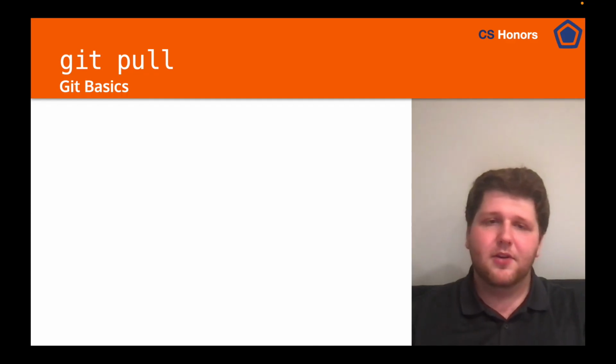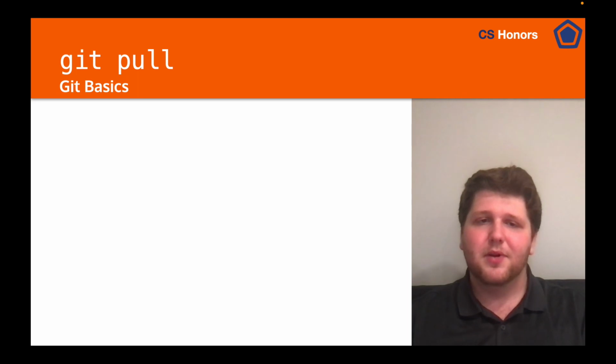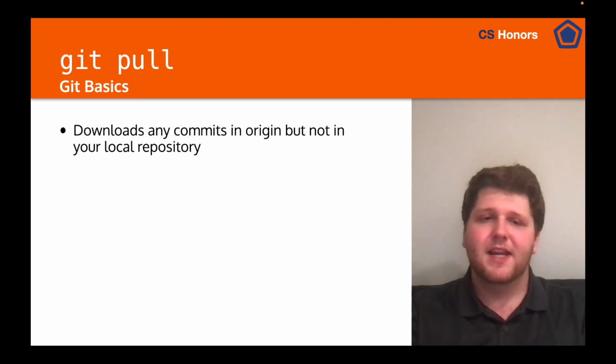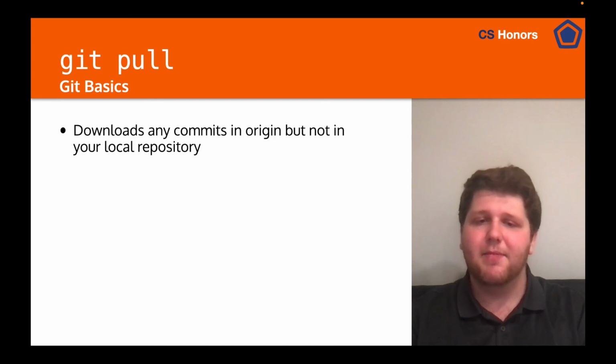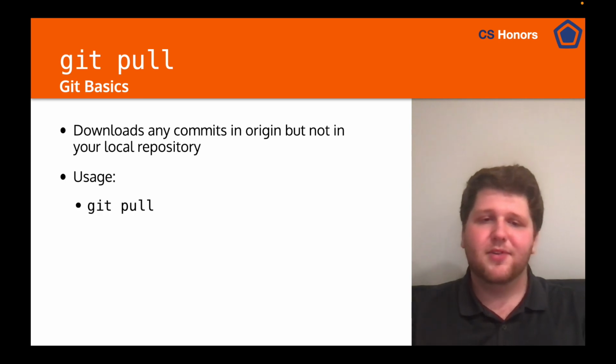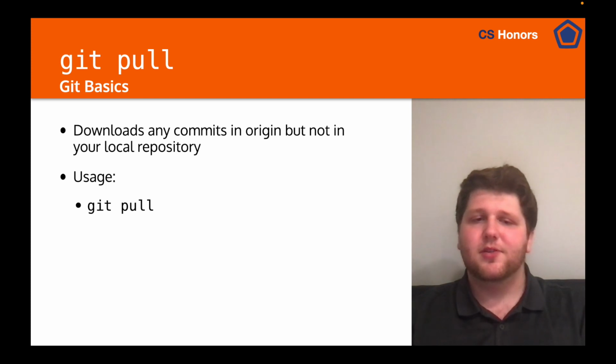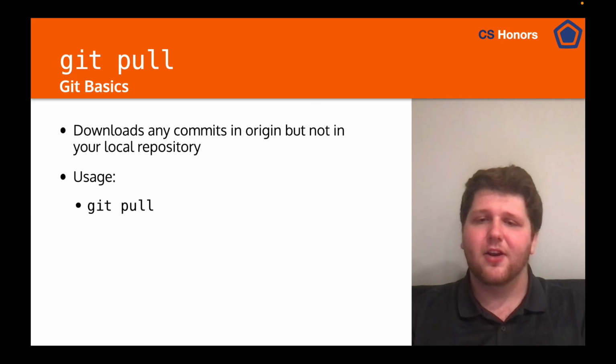All right, so our final command is git pull. So what git pull does is the opposite of push, right? It will download any commits that are in origin, but you haven't actually put in your local repository yet. So this will allow you to get any new changes that have happened and put them on your own computer. So to use it, it's very simple. Just run git pull. It's that easy, right? As long as you don't have any issues, which once again we'll talk about in the next video, git pull will just automatically take any changes that are in origin and put them on your computer. So let's take a look at that in action.